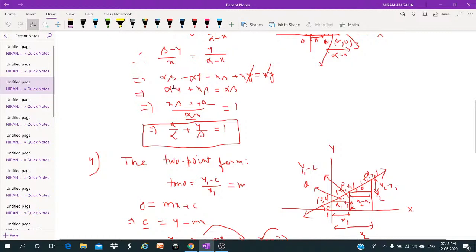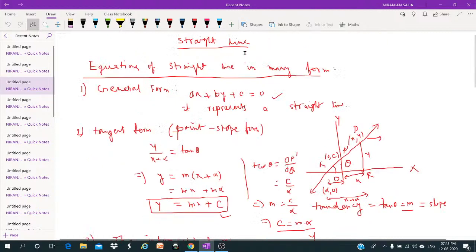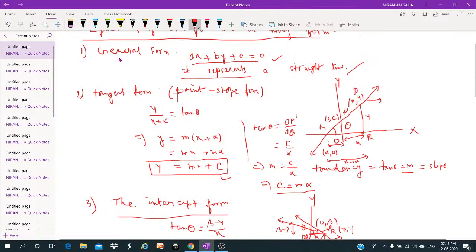Here you can see the previous class. This was lecture one. Here I obtained some forms of the straight line. The general form of the straight line is ax plus by plus c equals 0, which represents a straight line. Then the slope form, which is y equals mx plus c.